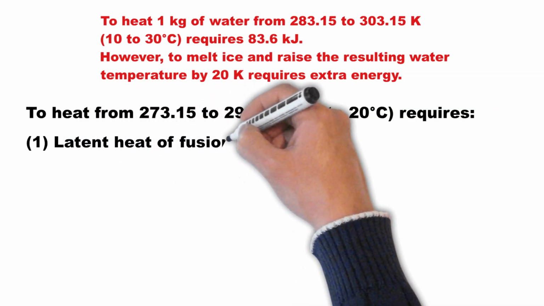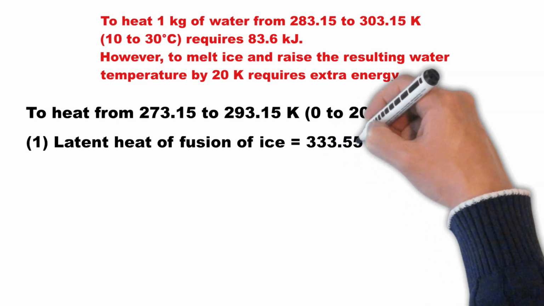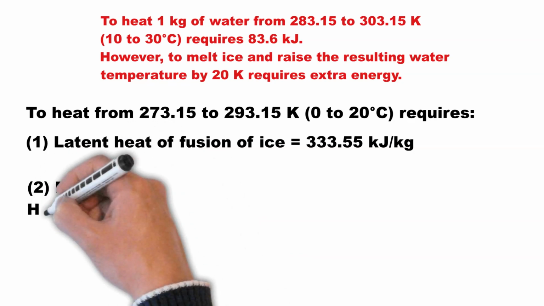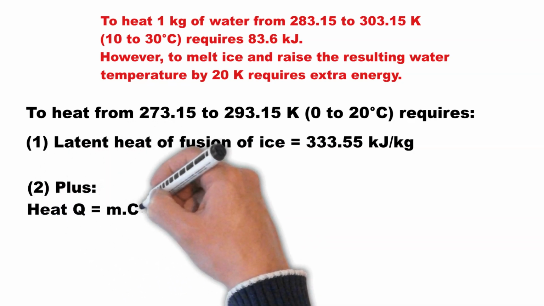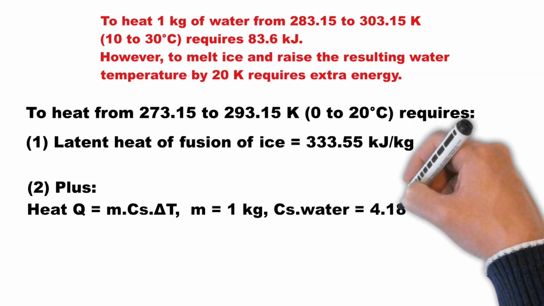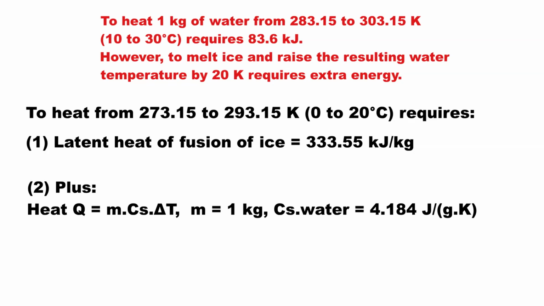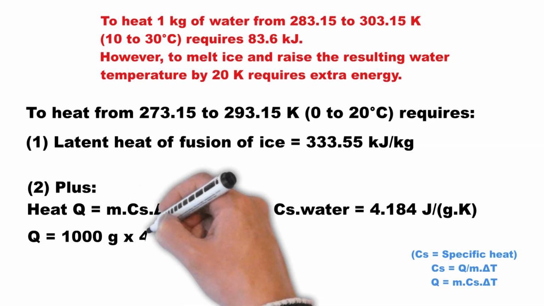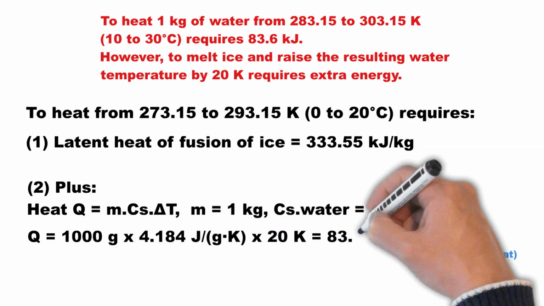The latent heat of fusion of ice is equal to 333.55 kJ per kilogram. In addition, the heat required to cause the temperature change can be calculated from the specific heat equation. Heat Q is equal to m multiplied by c multiplied by delta T, where the mass m is equal to 1 kilogram. The specific heat of water is equal to 4.184 joule per gram per Kelvin. Therefore, the heat is calculated to be 83.6 kilojoule.